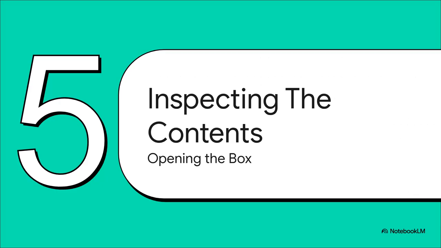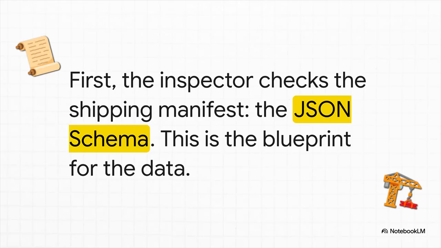All right, now for the moment of truth. It's time to finally open the package and inspect the actual contents. This data is called the response body, and this is where the really nitty-gritty checks happen. Before a real-world inspector starts digging through a crate, what do they do? They check the manifest, right? The list of what's supposed to be there. In the digital world, that manifest is called the JSON schema. It's the blueprint that lays out the structure and type of data that we expect to find inside.